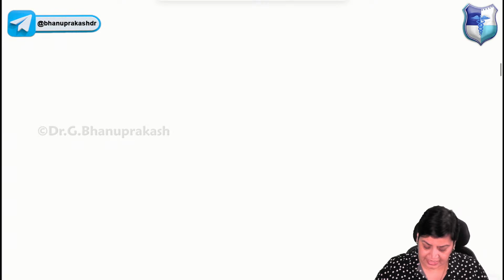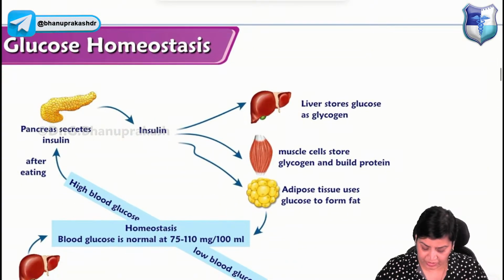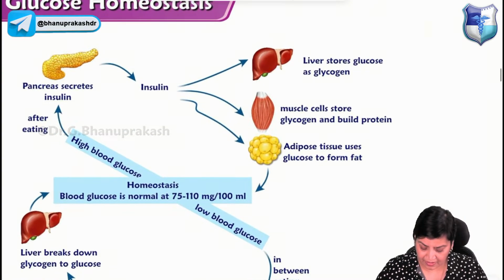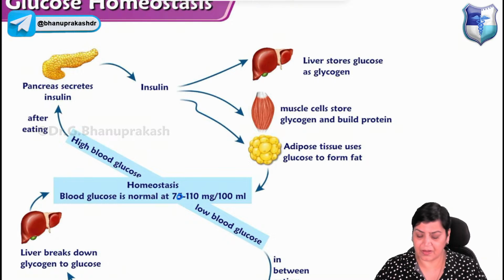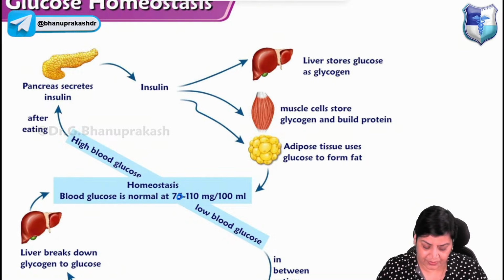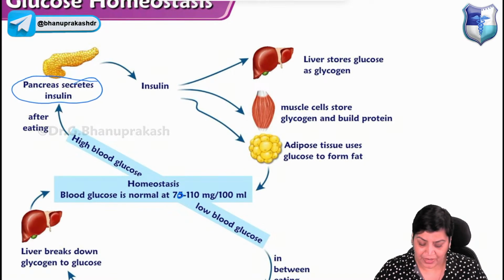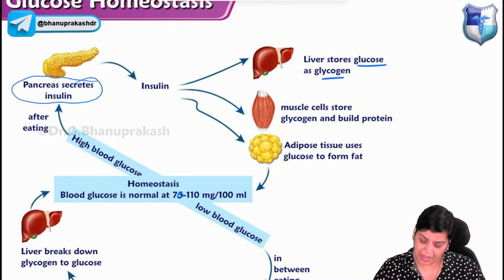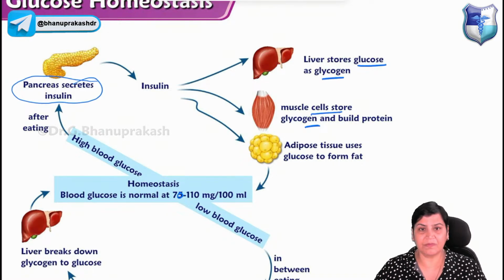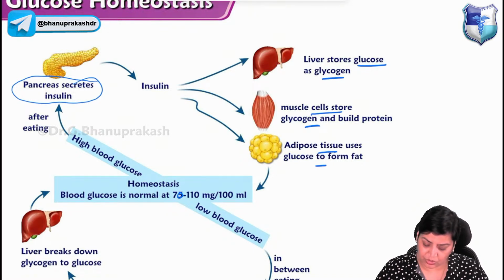Then after this, we come over to homeostasis. Homeostasis means we can say that pancreas secretes insulin, right? What is insulin doing? Now this is again a very clear picture and a very interesting picture, I should say. Insulin will convert glucose to glycogen. Muscle will also store glycogen. And adipose tissue uses glucose to form fats. That means this is happening in the fed state.